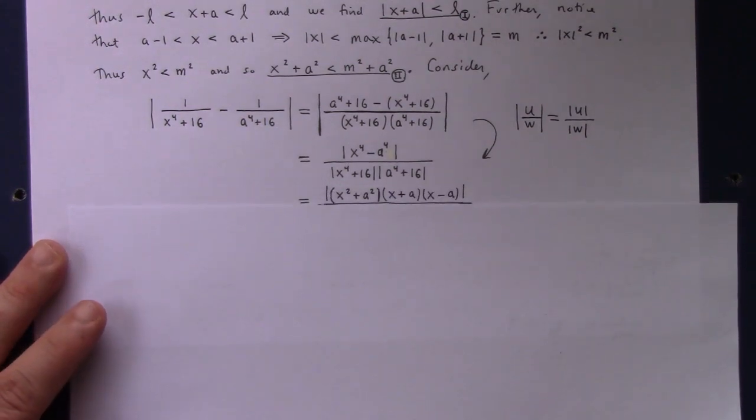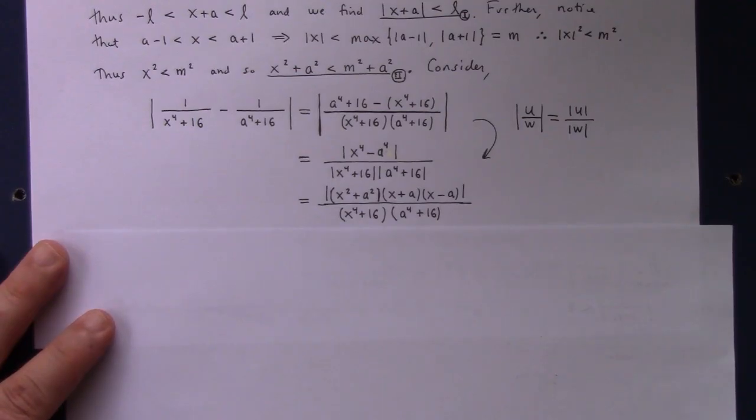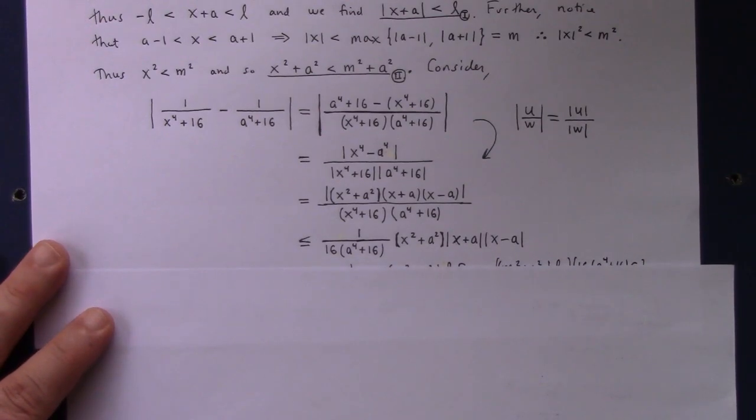So there we go. Now that factoring is equal to x squared plus a squared times x plus a times x minus a, and I dropped the absolute value downstairs because, of course, x to the 4th plus 16 is positive and a to the 4th plus 16 is positive. And then that is less than or equal to, now I traded my x to the 4th plus 16 simply for 16, as is my right, and because I made the denominator smaller, which makes the fraction larger. And then I have a to the 4th plus 16 still there, and then x squared plus a squared, we don't really need absolute value because it's positive. Then we got absolute value of x plus a, and finally, last but not least, well, actually it is least probably, absolute value of x minus a.